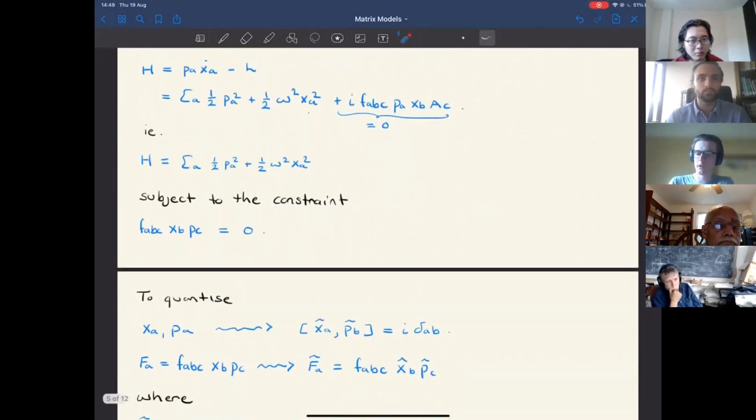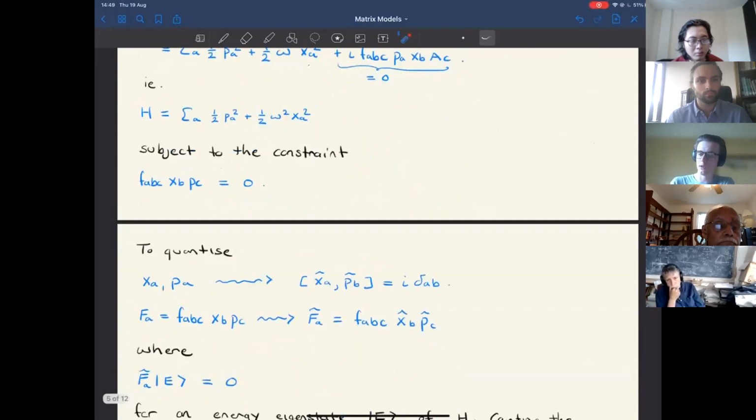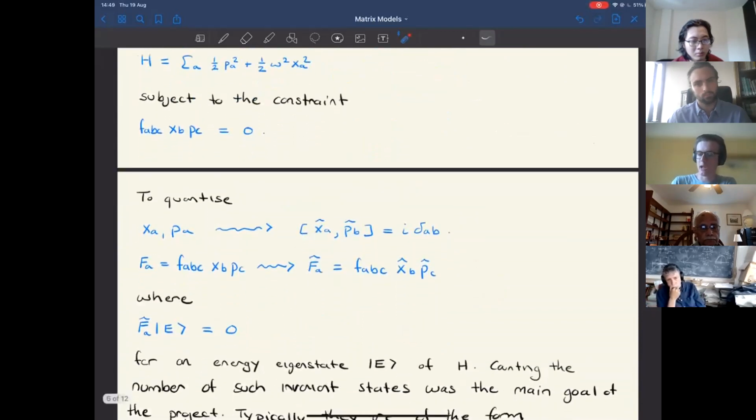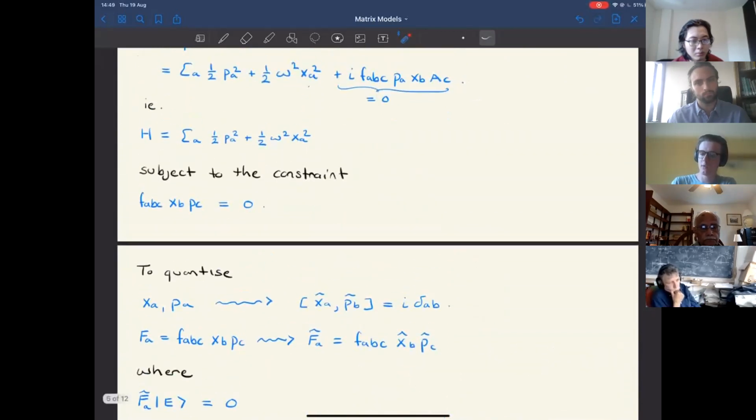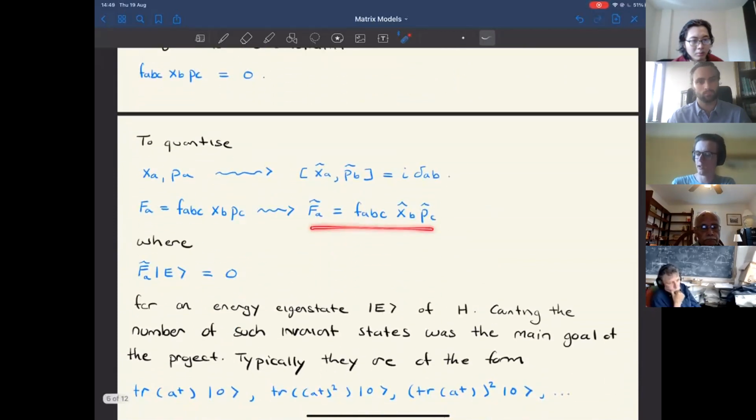Okay, so we can quantize the Hamiltonian as normal, by just sending position and momentum to operators that satisfy this commutation relation. Quantizing the constraint, well, it's 0. We just send position and momentum to operators again, and we just demand that the energy eigenstates of the unconstrained Hamiltonian vanish under the action of this operator.